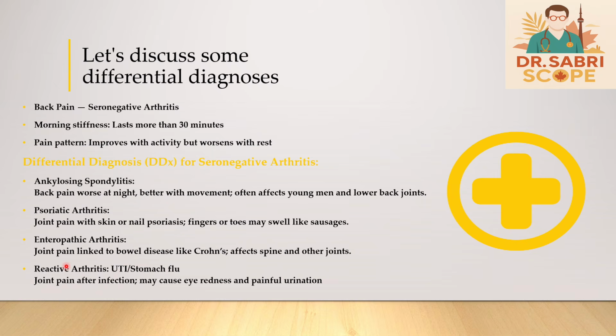Enteropathic arthritis will be joint pain due to bowel disease like Crohn's. It can affect the spine and other joints. So always in the past medical history, it would be a good idea to ask if the patient has been diagnosed with any medical condition, so you can have this connection in your mind and relate the symptoms to each other. Last one will be reactive arthritis after a UTI or stomach flu, so joint pain after infection, as we talked, that can cause eye redness or painful urination.